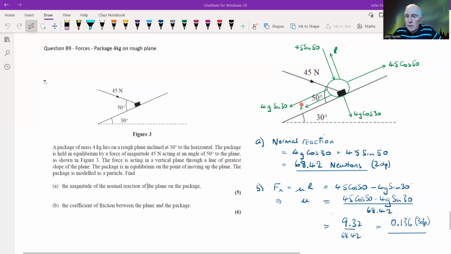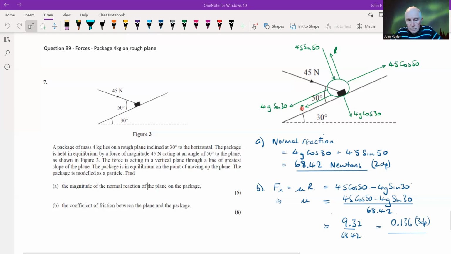And the force that keeps that in balance is the friction. Now we know, because it says the package is in equilibrium on the point of moving up the plane, that friction must therefore be acting down the plane, because that's the balancing force. And if this 45 were to increase to 46, then we would actually have a net force up the plane. Okay, so that is friction acting down the plane there.